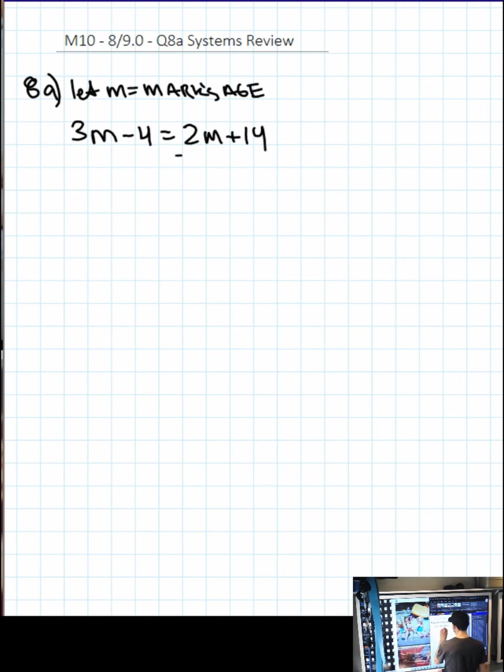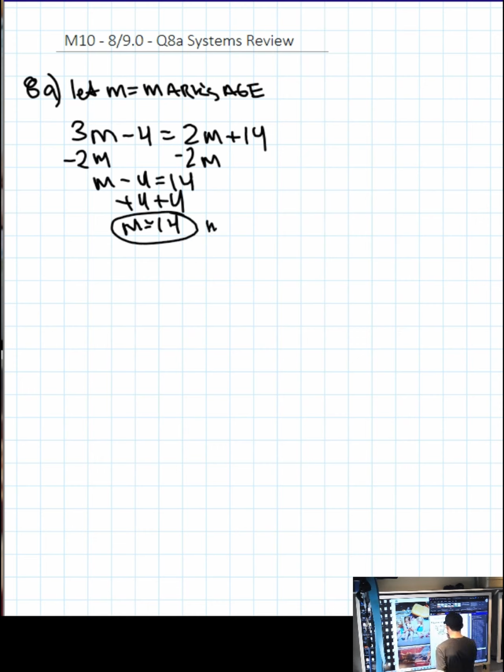Solving the equation, if I minus 2M from both sides, I'll get M minus 4 equals 14. Add 4 to both sides. M equals 18. Maybe a good idea to answer the question. Mark is 14 plus 4, 18. 14 plus 4 is 18. I corrected it. Mark is 18 years old. Okay, so let's check our answer.